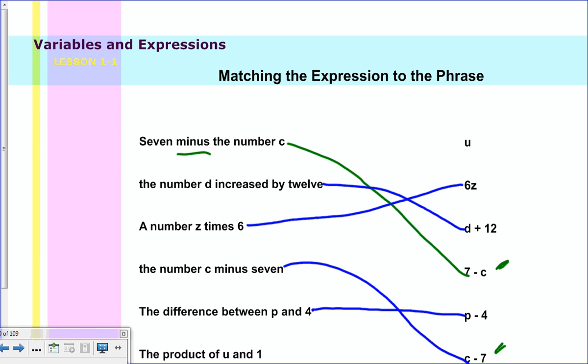And the product of U times 1. Now, anything times 1 is just the other number. So they could have written this as 1 times U or 1U. But it's really not necessary because U means the same thing as 1 times U. All right.